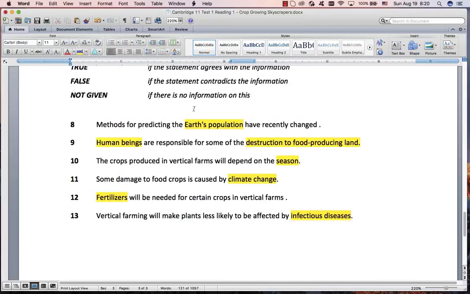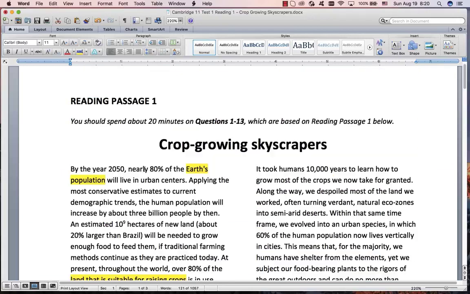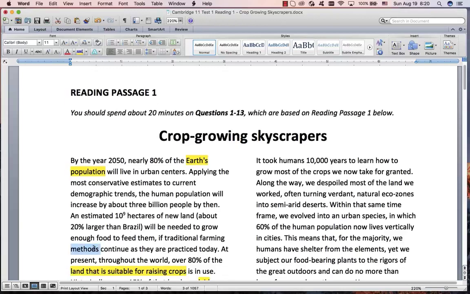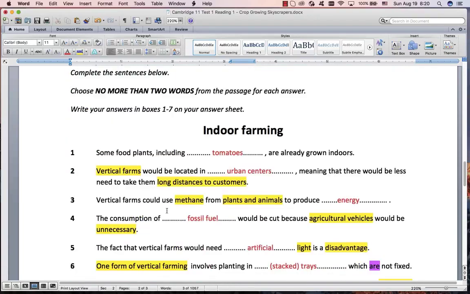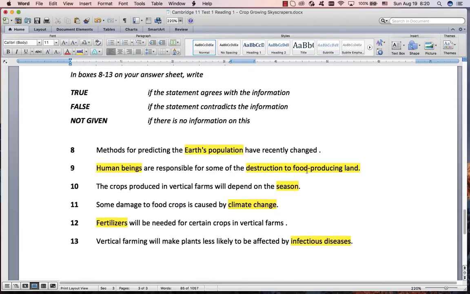Right, let's start quickly. Methods for predicting Earth's population have recently changed. Methods for predicting. Let's see what we can see. 80% Earth's population, nothing there. Methods. Methods is over there. They're trying to mix it up and just confuse you. They've combined that with that. This is traditional farming methods. It's not methods for predicting the Earth's population. So, not given. Nothing there about methods predicting the Earth's population. They just try to confuse you with using many of the same words.